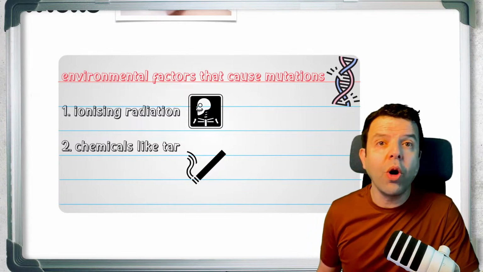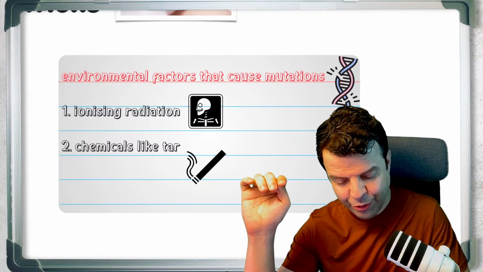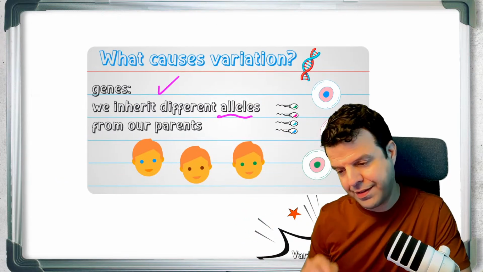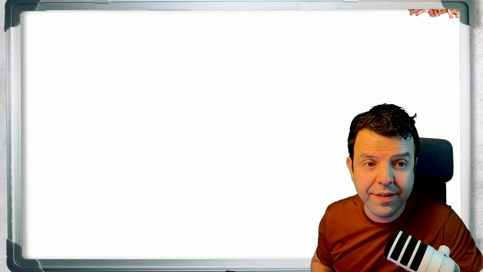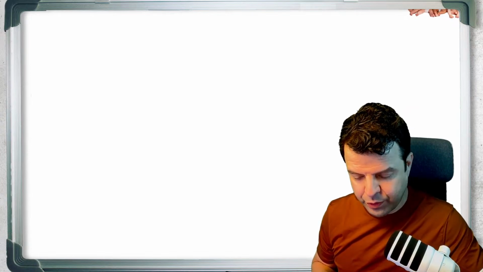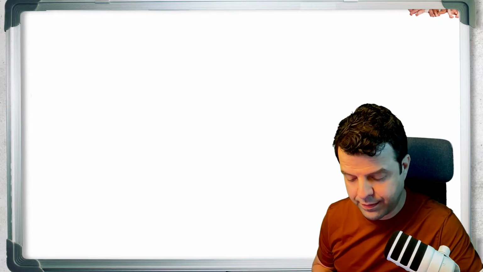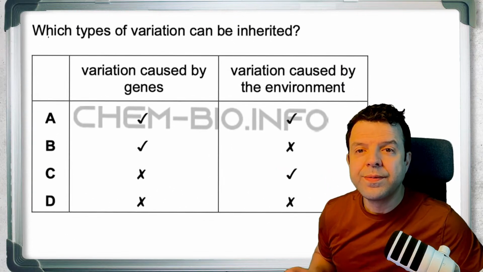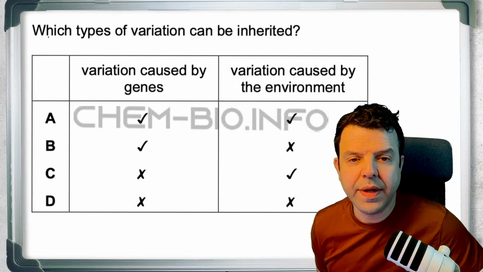I'll tell you more about this useful mutation because this takes us to the second part of today's lesson. Remember, what was the title of today's lesson? It was variation and selection. But before we get to the selection part, I would like you to try this question and tell me what you think is the correct answer.